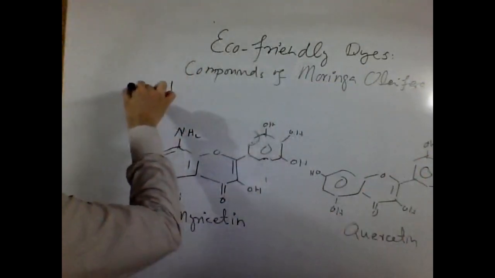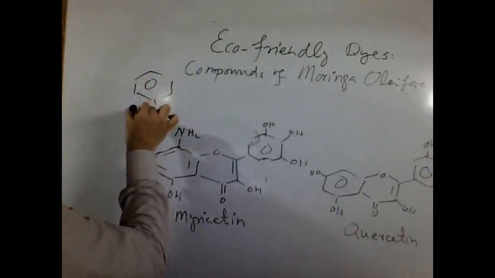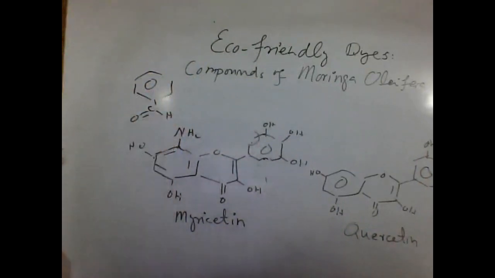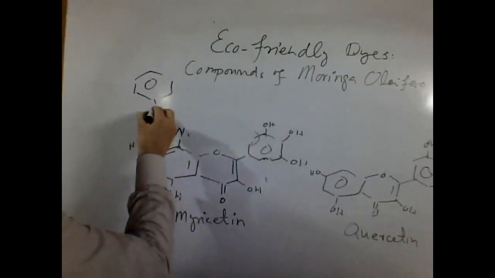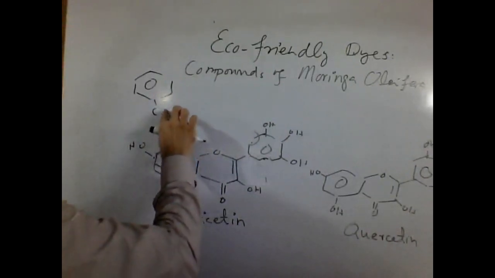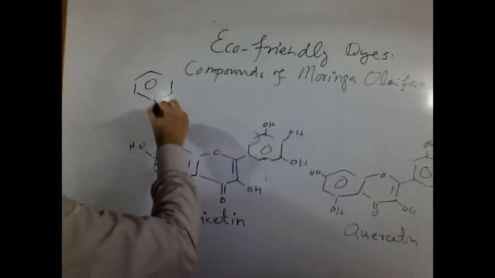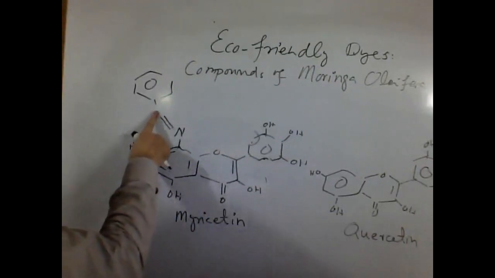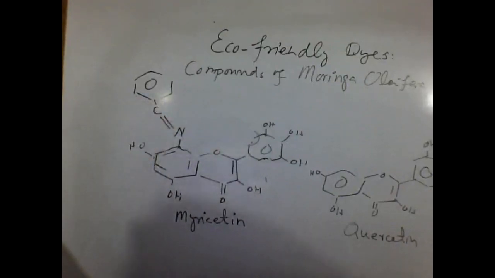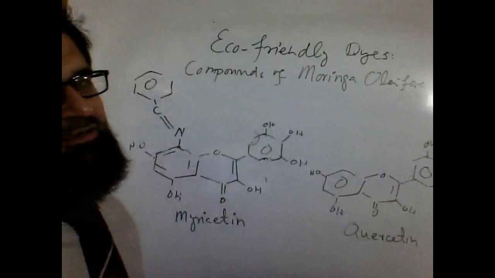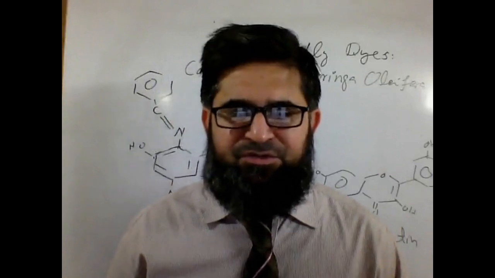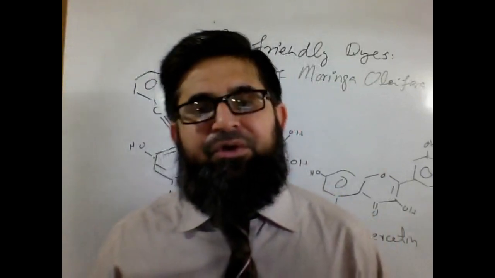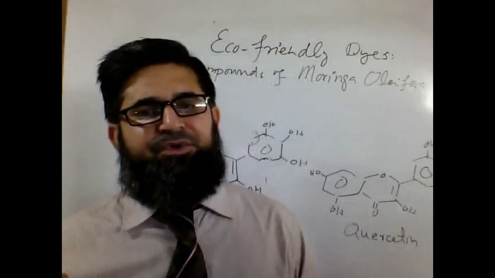What we do next, we bring in an aldehyde compound from outside. The reaction between the amine and the aldehyde gives us a bond called an imine, and this will again be a dye, and this time the dye will be a non-azo. So we can produce both azo dyes as well as non-azo dyes starting from natural components, natural compounds.